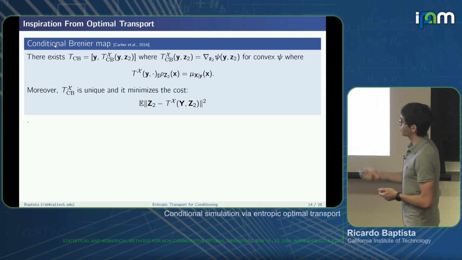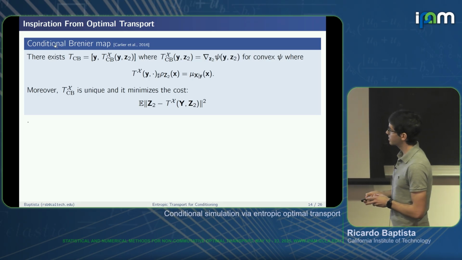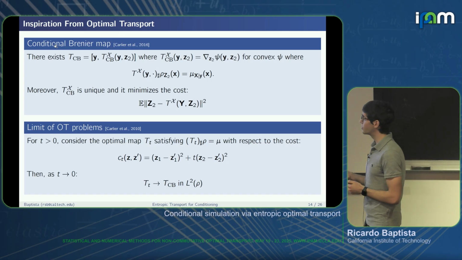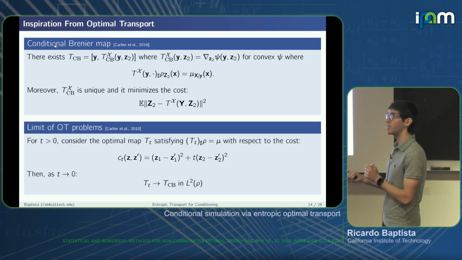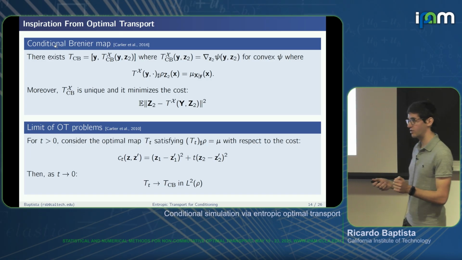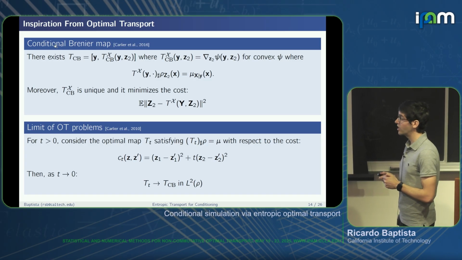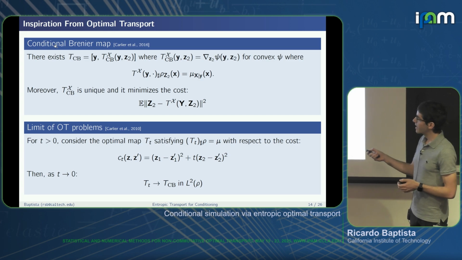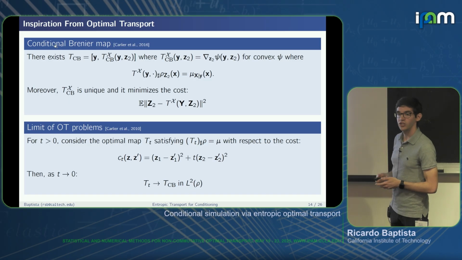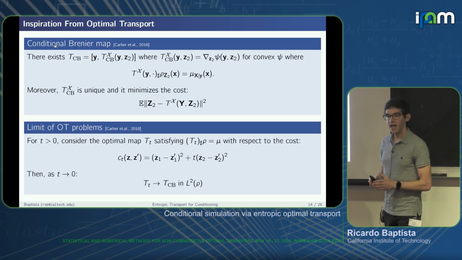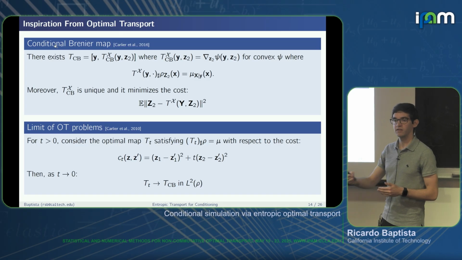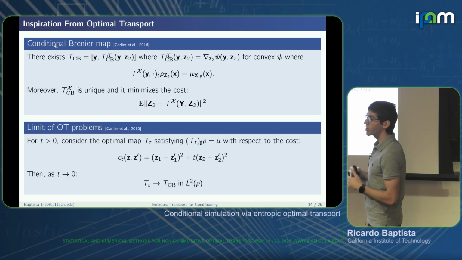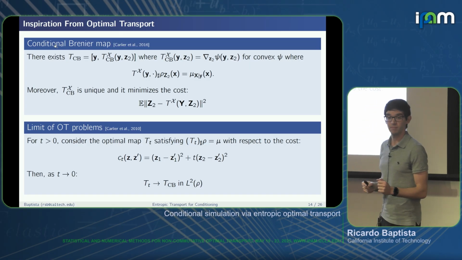So Carlier showed that we can find such maps. But moreover, in some work that's related to trying to show a relation between these strictly triangular Knothe-Rosenblatt maps and Brenier maps, he and co-authors also showed that we can identify this conditional Brenier map, this triangular map, as the limit of a sequence of standard optimal transport problems that don't impose any kind of triangular structure on the map.